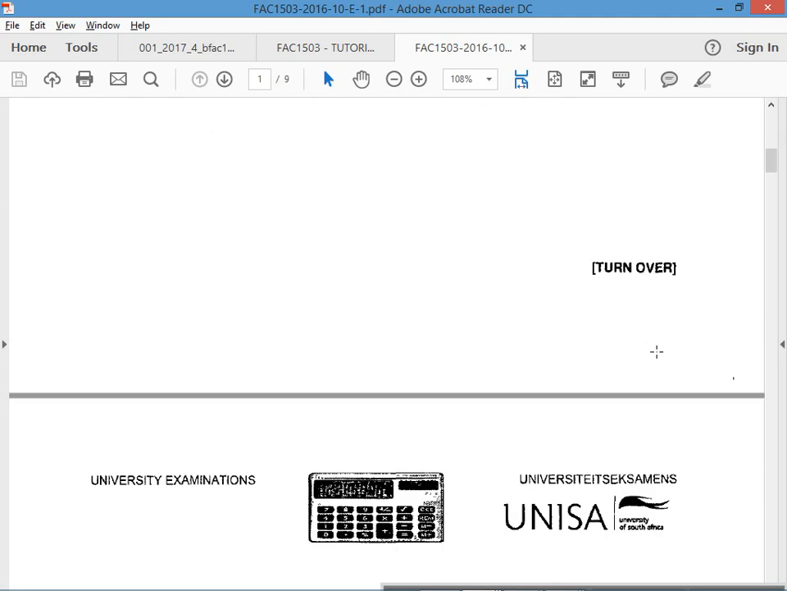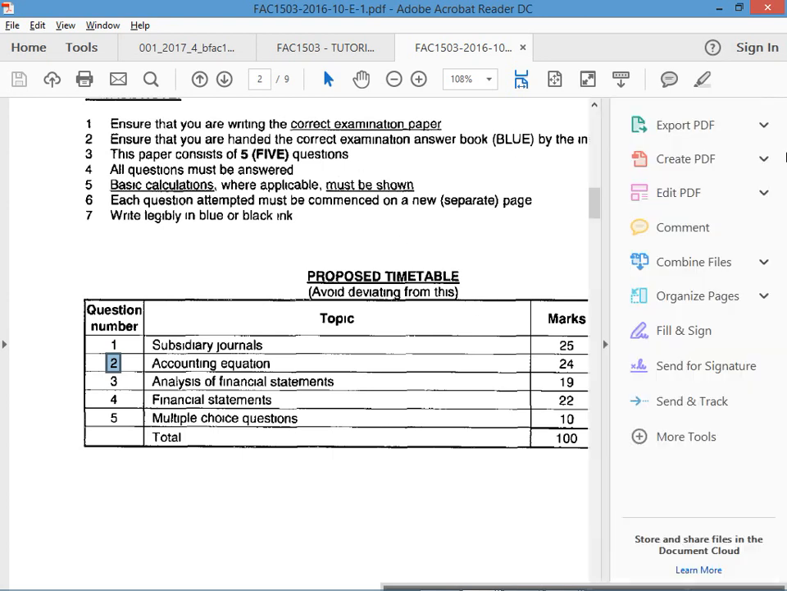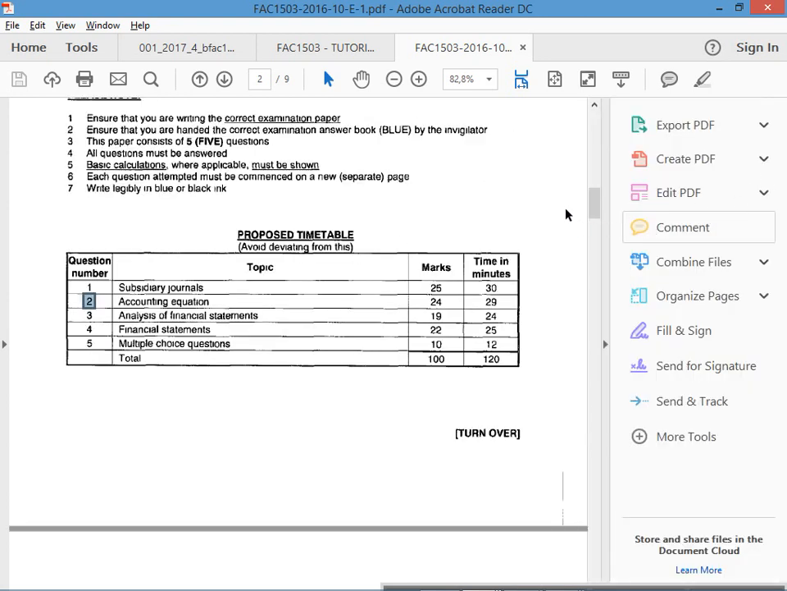What am I going to do? I'm going to look at the proposed timetable. I've obviously got 5 questions I need to answer in the 2 hours that I have in order to pass. I'm loving question number 2. Why? It's the first few chapters in your textbook. The very first thing they tested you on in your textbook is the accounting equation, because that's basic analysis and interpretation. How many marks am I going to get for this? Well, I'm going to get 24% for knowing some debits and credits and for knowing how to apply my rules.